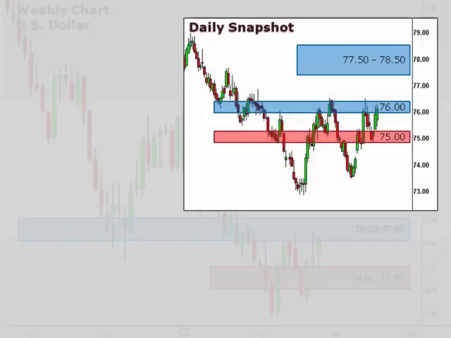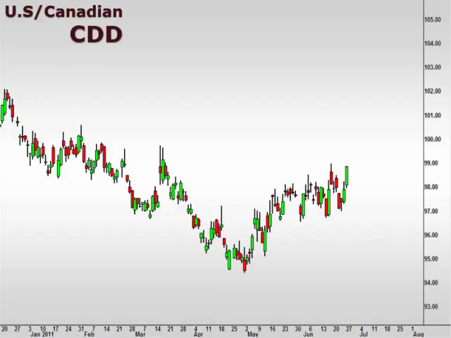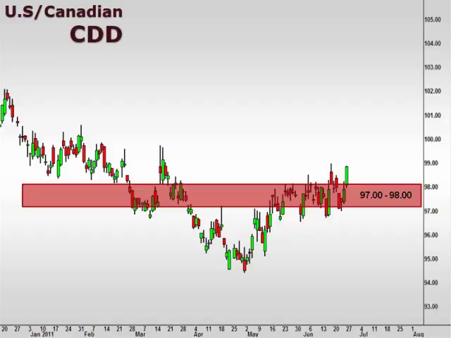Next up, just a quick look at a daily snapshot of the charts here. We can see that the daily chart reflects the resistance at 76 with a near-term upside target of 77.5 to 78.5. Let's take a look at the CDD, the U.S. versus the Canadian dollar. Well, you can see that the CDD finally broke out of the ascending triangle and held above this week at the 98 resistance here. Now, we are looking for a continuation towards the 99-100 focal zone at this point.